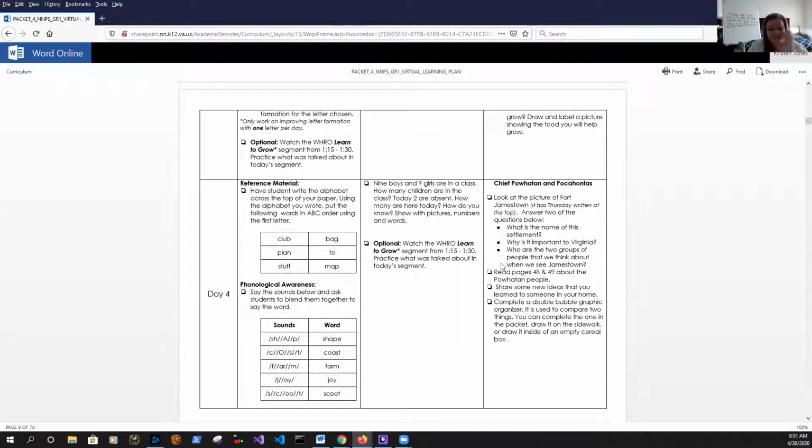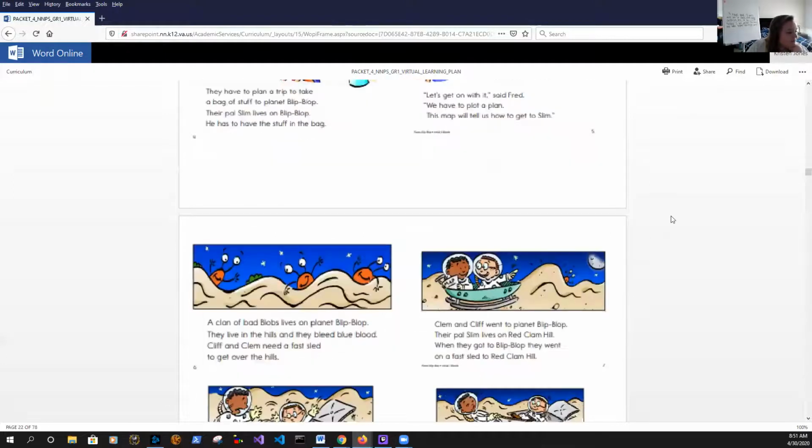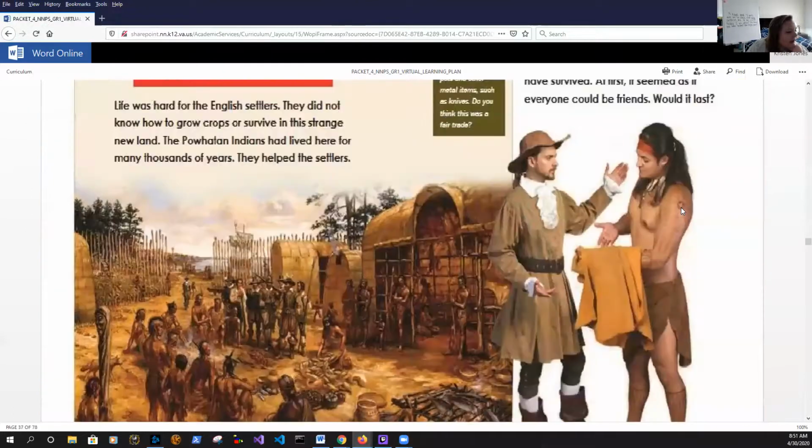Pick 2 of them to answer. I'll read the questions again, and that's just based on looking at that picture that we were just looking at. What is the name of this settlement? Why is it important to Virginia? And who are the 2 groups of people that we think about when we see Jamestown? And you can just write those on any piece of paper, answering in complete sentences, please. So then it says read pages 48 and 49 about the Powhatan people. So let's go find that. 48 and 49.